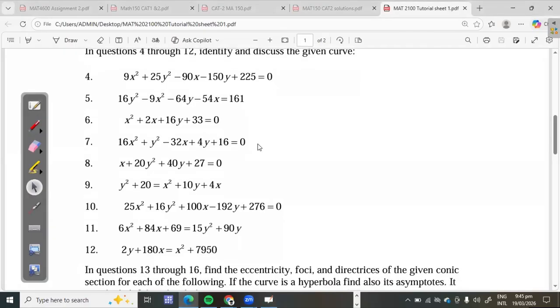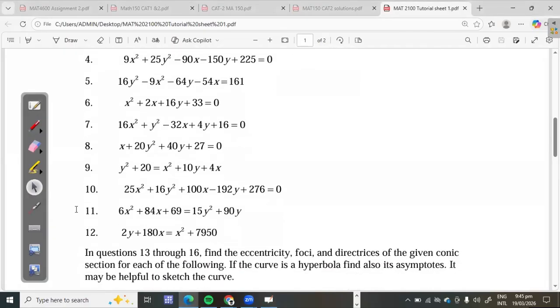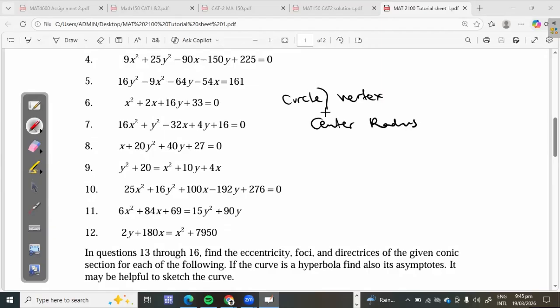Then what you discuss there is you just have to find, depending on what it is, if it's a circle, meaning you have to find the what? If it's a circle, you have to find the center, and the radius. Yeah, center and the radius. That is for a circle.